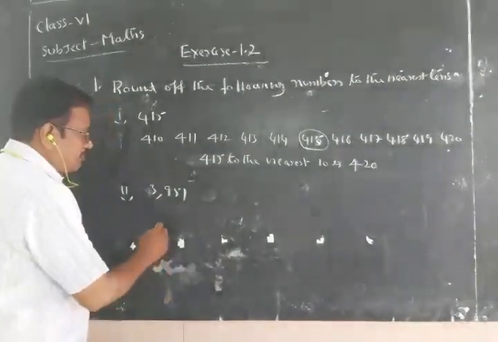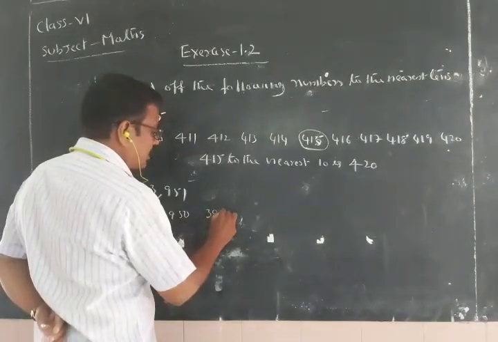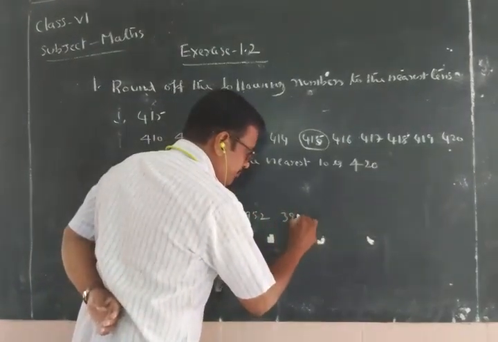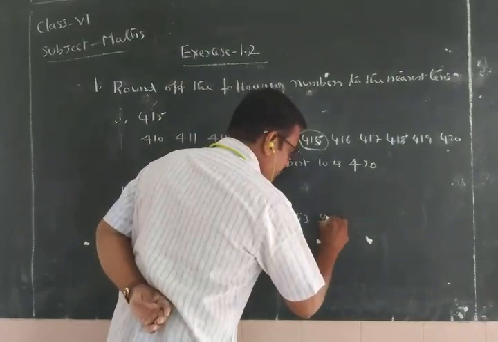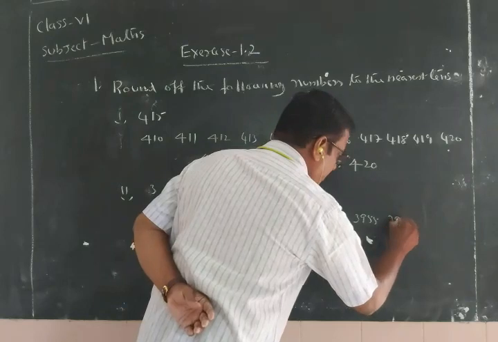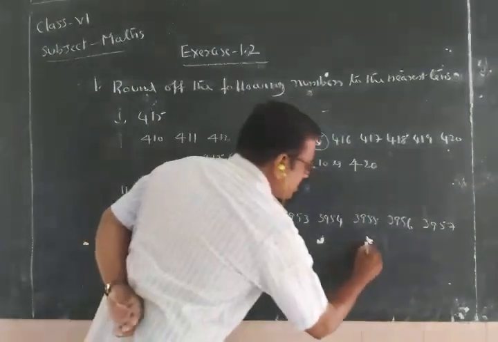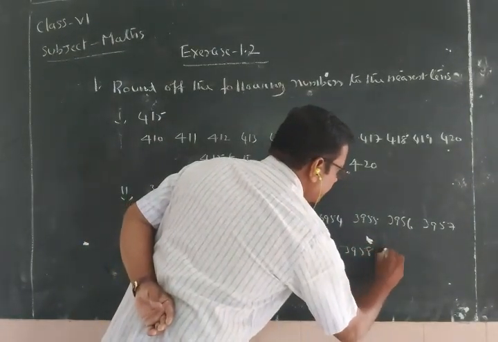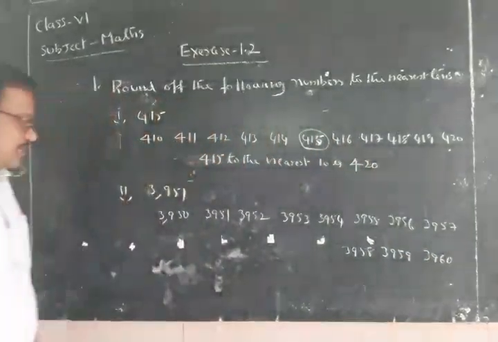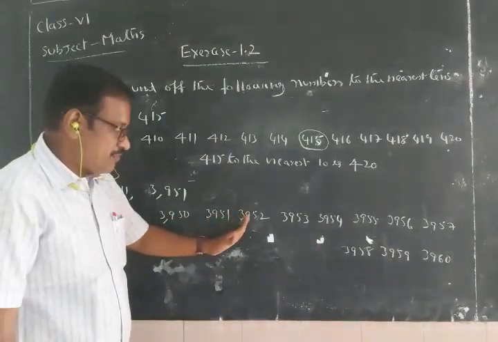3951. 3951 means 3950. The next numbers are 3951, 3952, 3953, 3954, 3955, 3956, 3957, 3958, 3959, 3960. All are written on the numbers. So 3950, 3951, 3952.